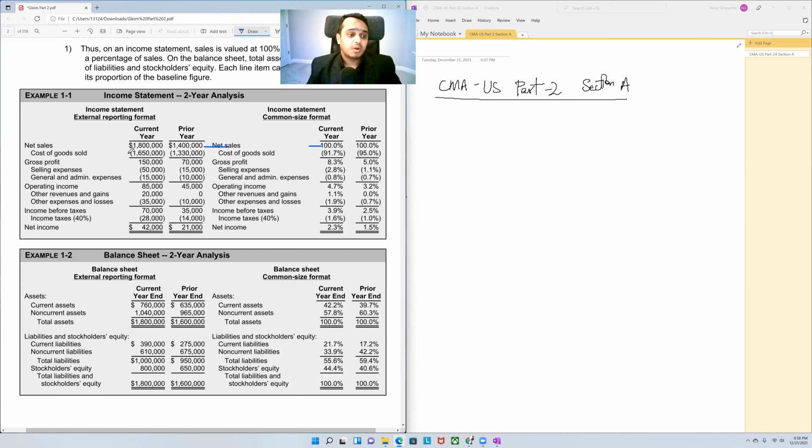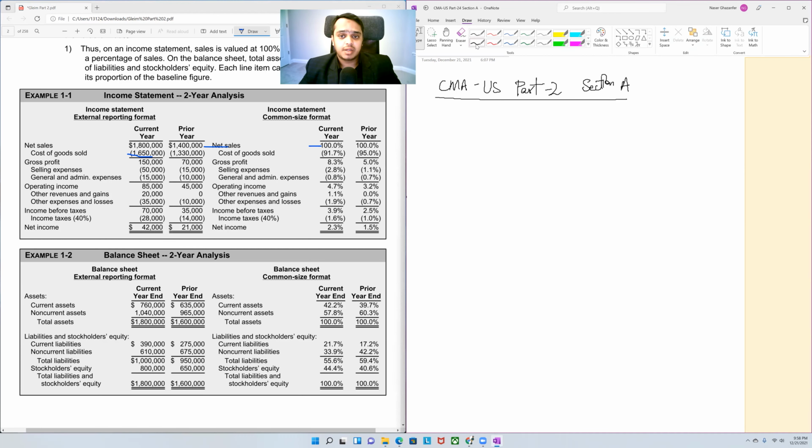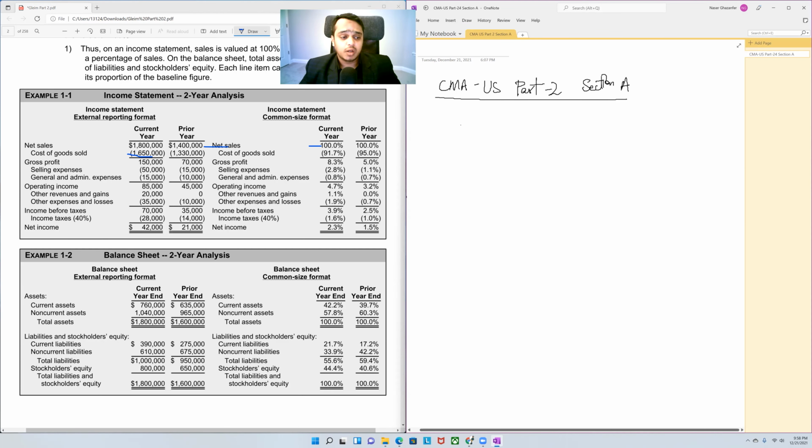Suppose this 1.65 million is your cost of goods sold. What we do here is take that amount and express it as a percentage. Suppose 1,650,000 divided by 1.8 million. How much do we get?